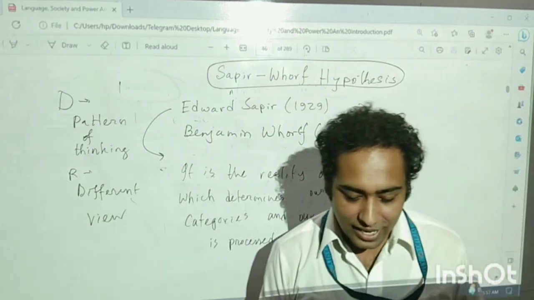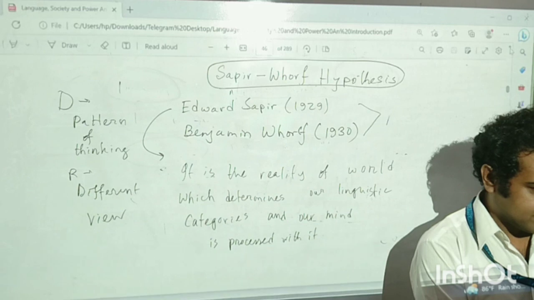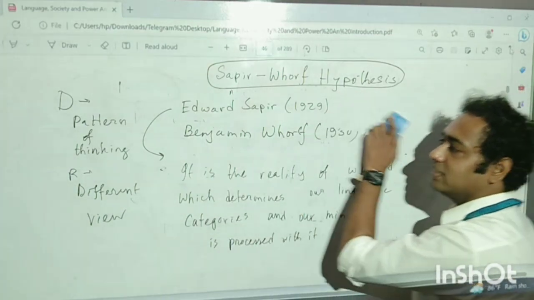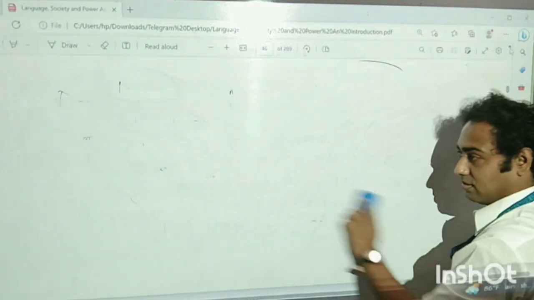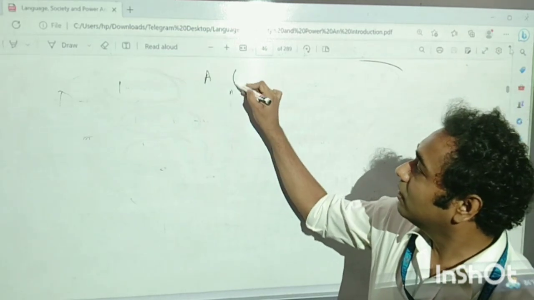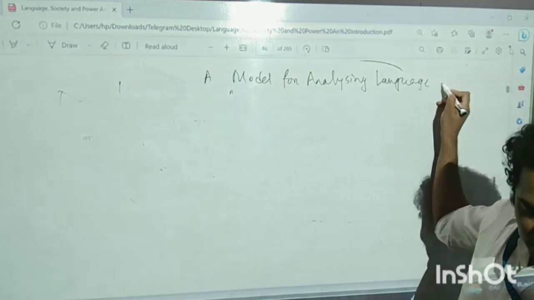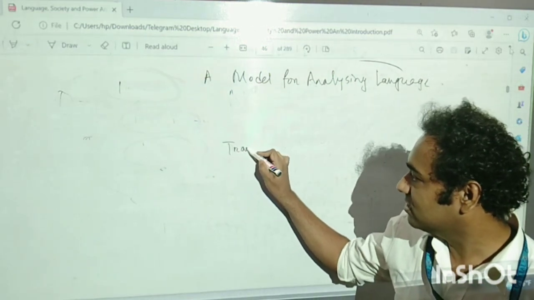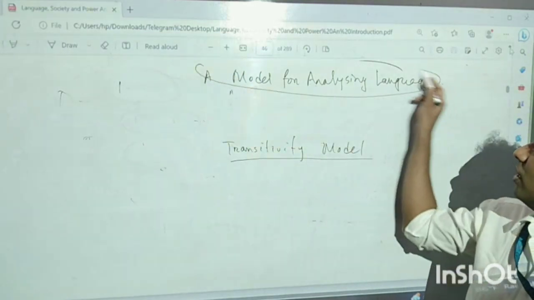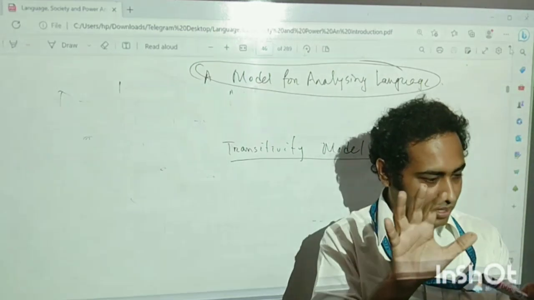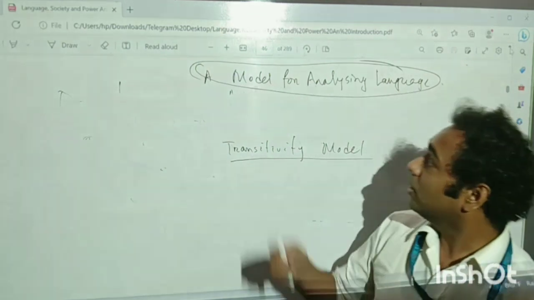So let's come to the last point. A model for analyzing language. Okay, let me take a quick note. It's a game, so don't feel bored, I'm taking just 5 more minutes. One, then two, transitivity model. Do you understand the model? What do you understand by model? Iconic things like imitable. Some personality, some people are imitable because of their presentation, right? So that is a model. So we are just going through a model for analyzing language.